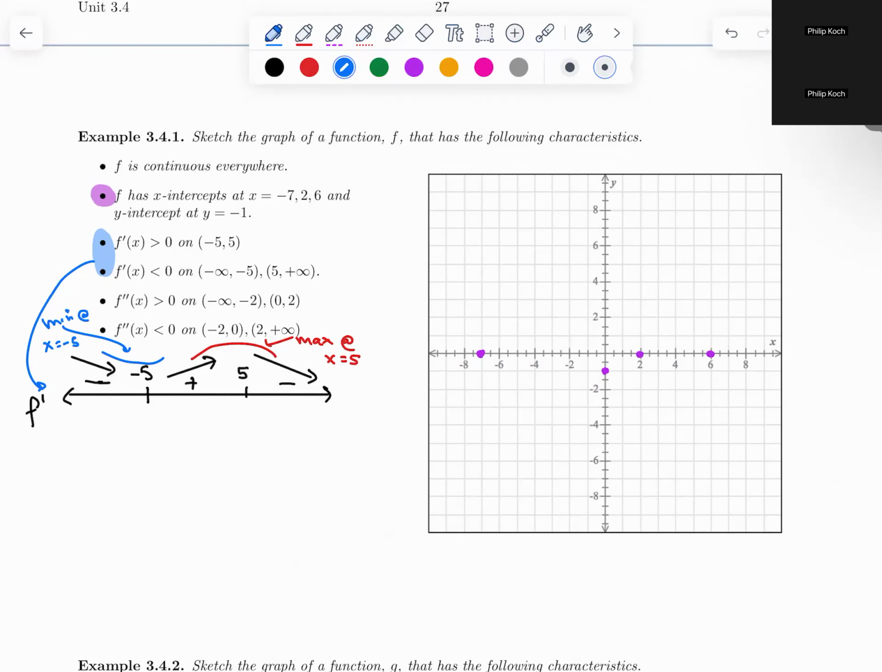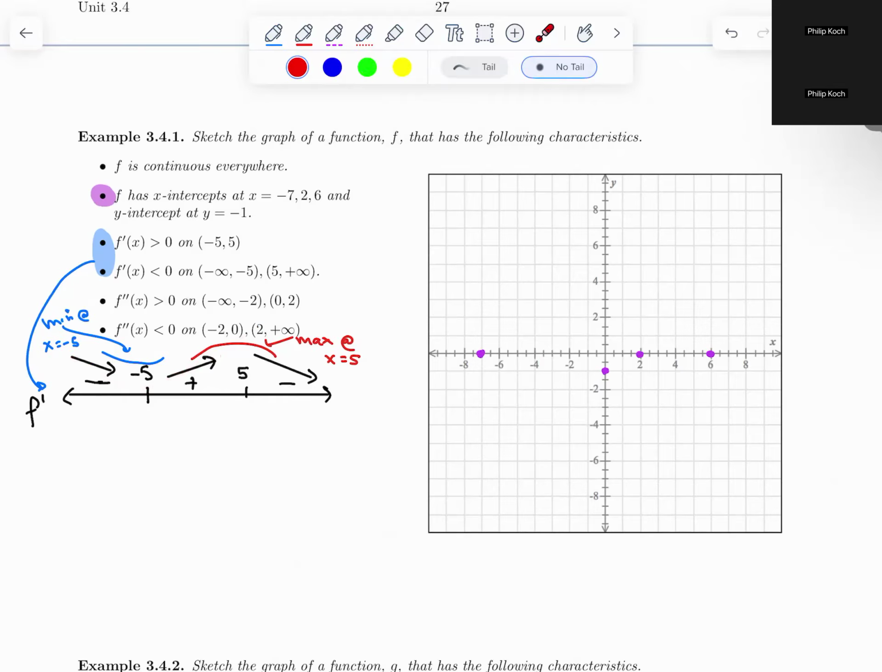For the second derivative, you see you have -2, 0, and 2. There's going to be 3 values that split up the second derivative. But regardless, based on the information given, we know that the first derivative is positive on the middle piece, so it's increasing there. And on the other 2 pieces, it's decreasing. That makes 5 a relative maximum because it goes from increasing to decreasing. And it makes -5 a relative minimum because it goes from decreasing to increasing.